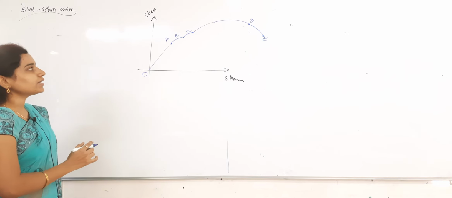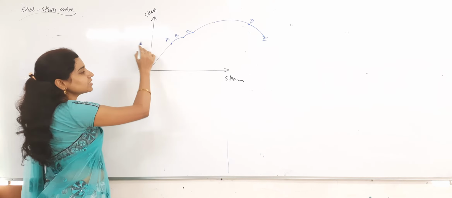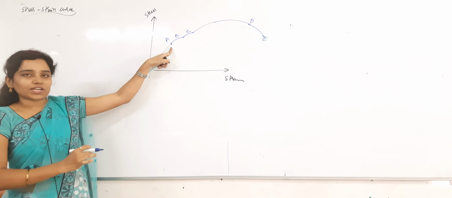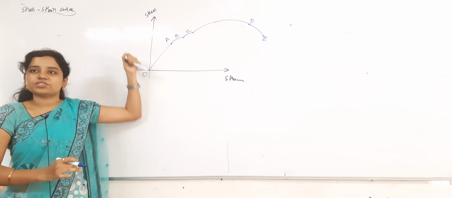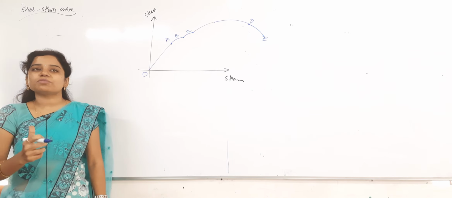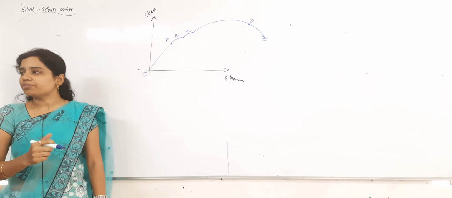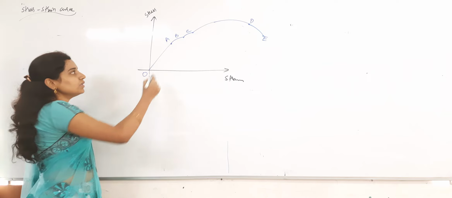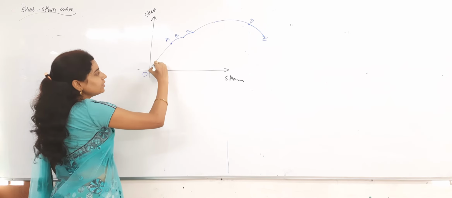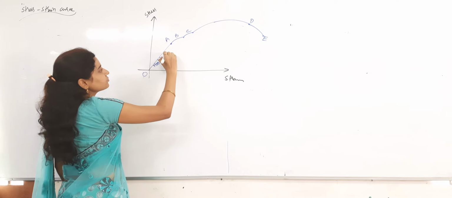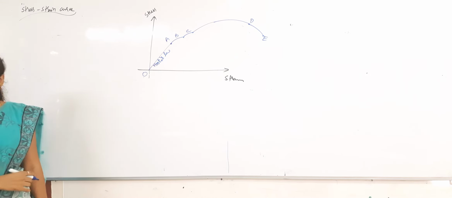So can I say that stress is directly proportional to strain in this region? You are saying that it is a straight line. A straight line means stress is directly proportional to strain. Which law is that? Hooke's law. Hooke's law states that stress is directly proportional to strain. So from O to A, Hooke's law will be obeyed.